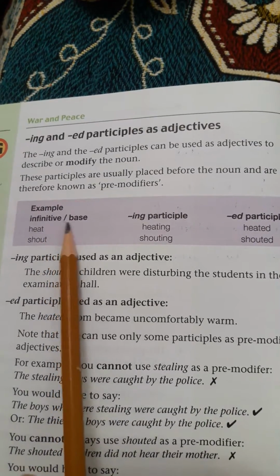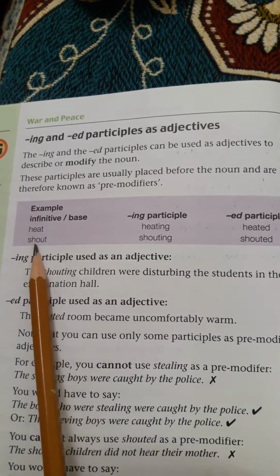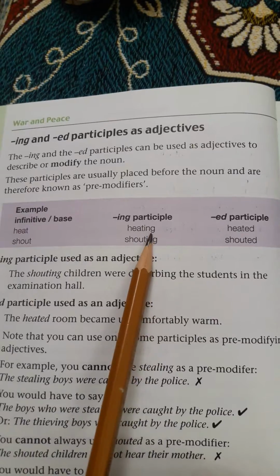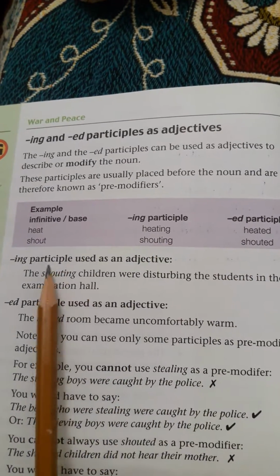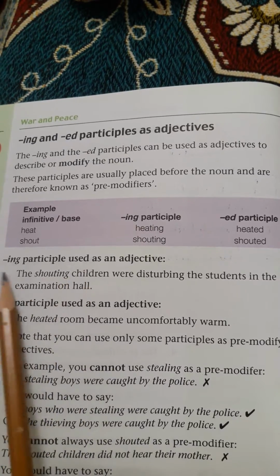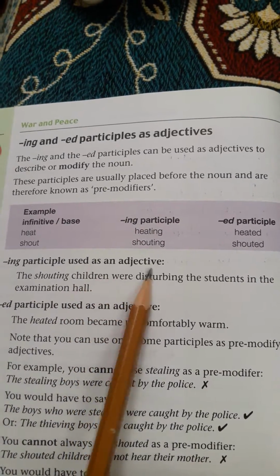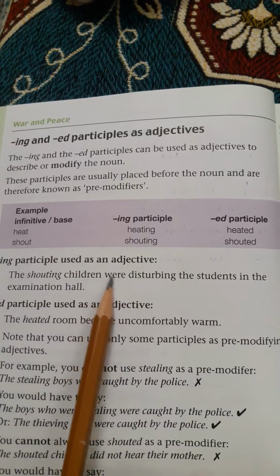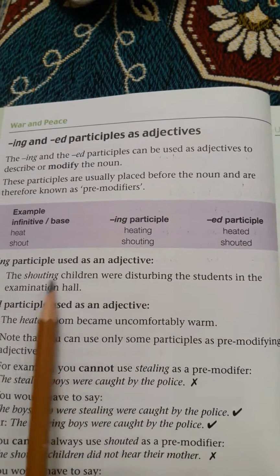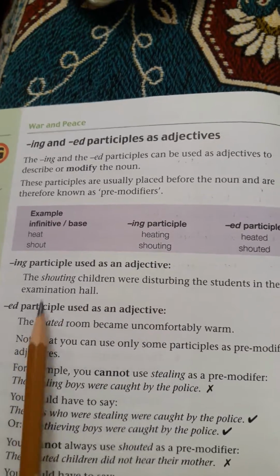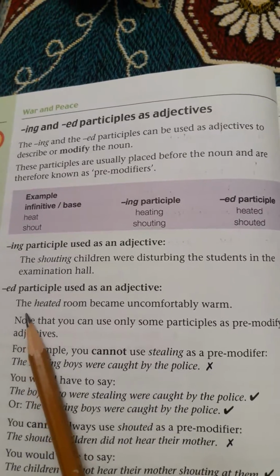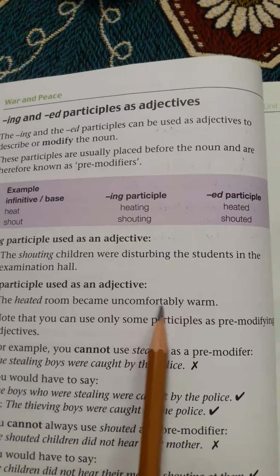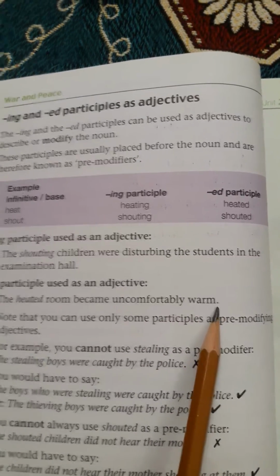Example: infinitive or base, heat or shout. ing participle: heating, shouting. ed participle: heated, shouted. ing participle used as an adjective: The shouting children were disturbing the students in the examination hall. Or ed participle used as an adjective: The heated room became uncomfortably warm.